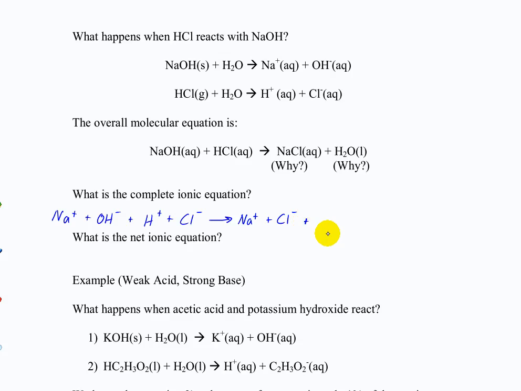And what about this H2O liquid? Does that split up into H plus and OH minus? It doesn't. That's now a covalent stable compound. So then what does the net ionic equation look like? Yep. OH minus plus H plus yields H2O. So the driving force, the thing that makes these acid-base reactions happen, is the formation of water.